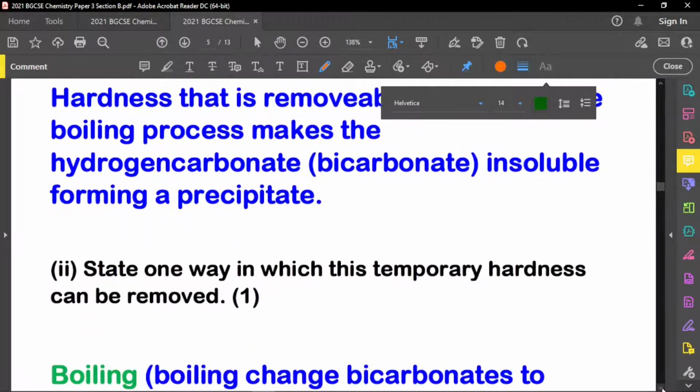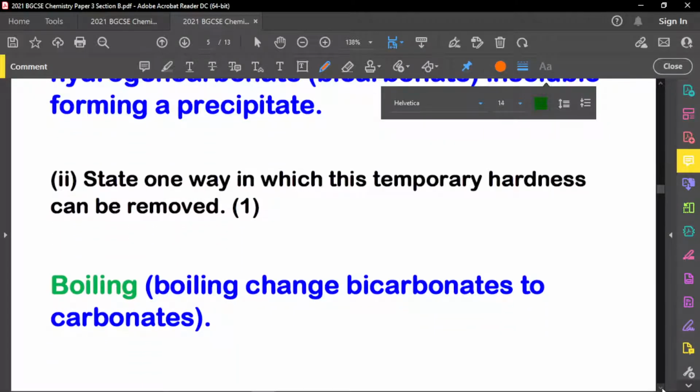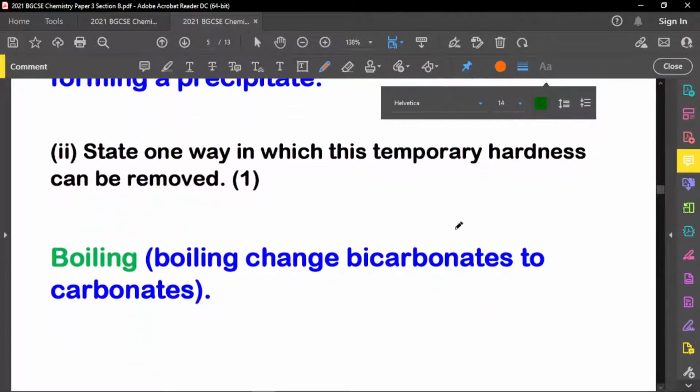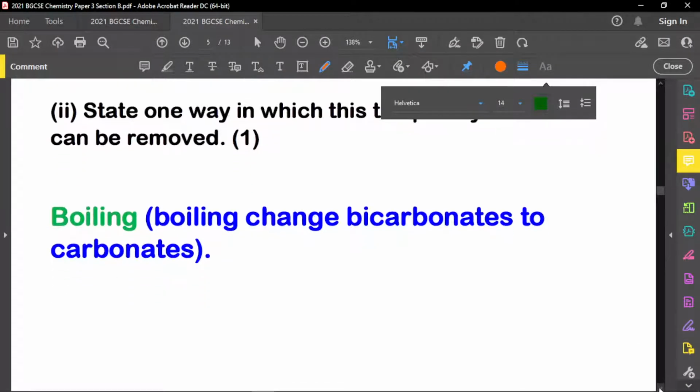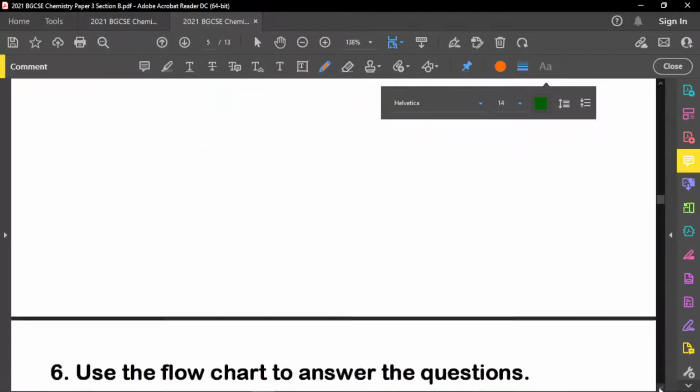For part 2, state one way in which this temporary hardness can be removed. As mentioned in the explanation, it is removed by boiling. And just to give another brief reminder, boiling turns the bicarbonates into carbonates. So you're turning the almost colorless compounds into a precipitate, in other words. So heat will help to form those.